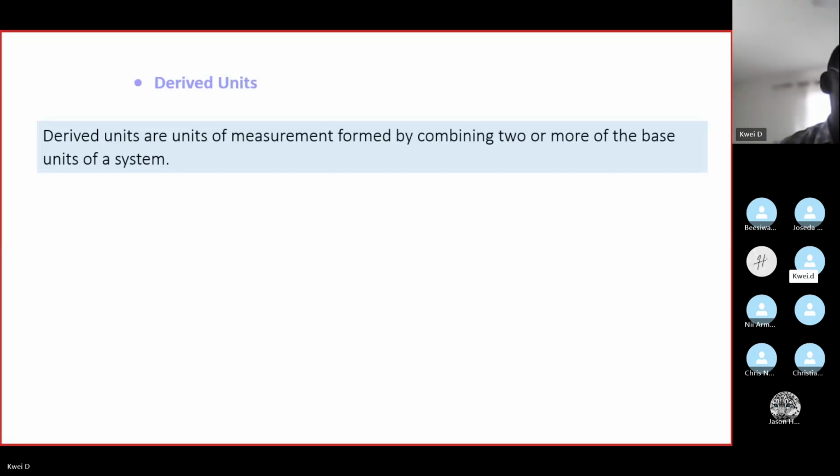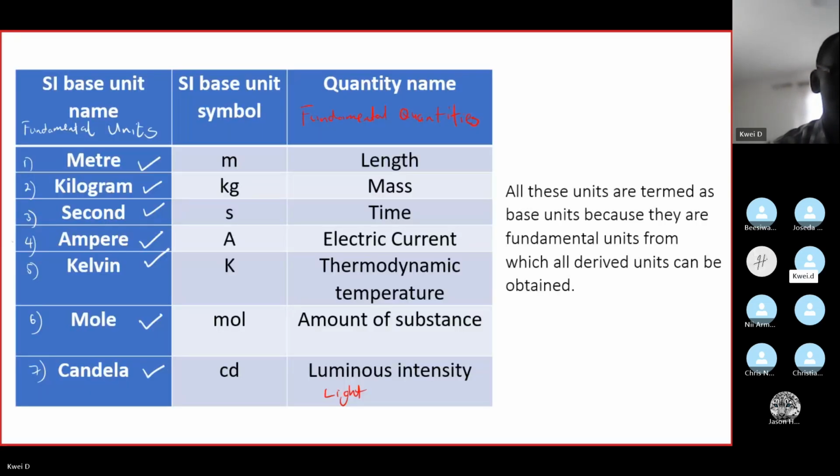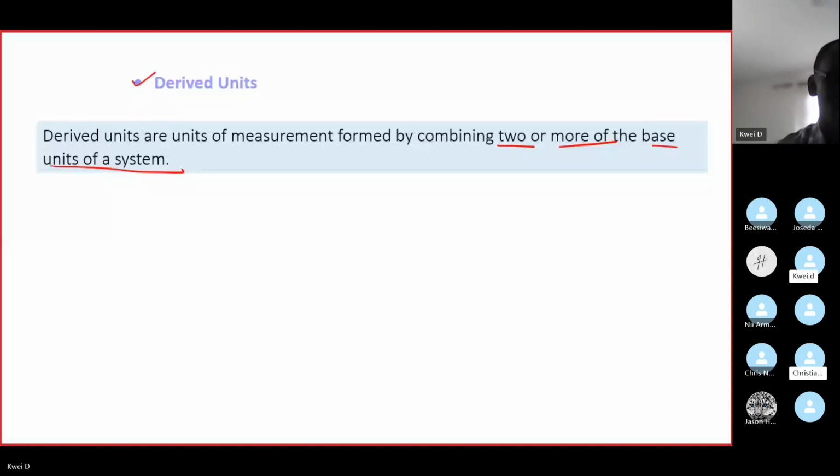Now, when we say a derived quantity or a derived unit, let's start with derived units. Derived units are units of measurement obtained by combining two or more of the base units of a system. When you combine two or more of the base units of a system, you get the derived units. And what are the base units? These ones. We sometimes call them base units or fundamental units.